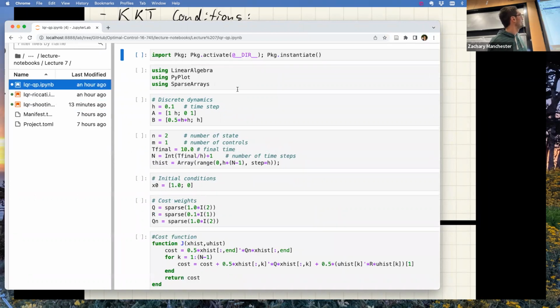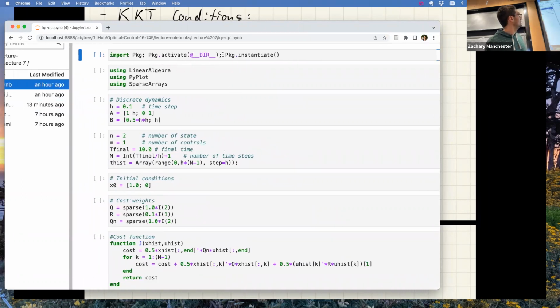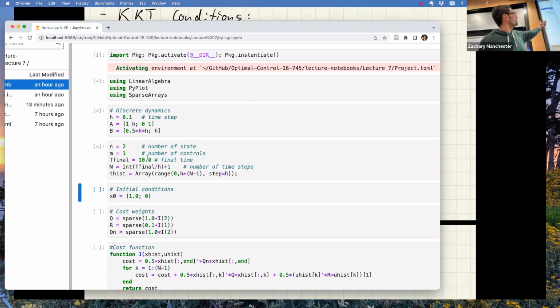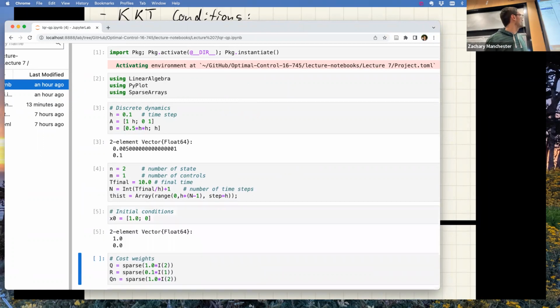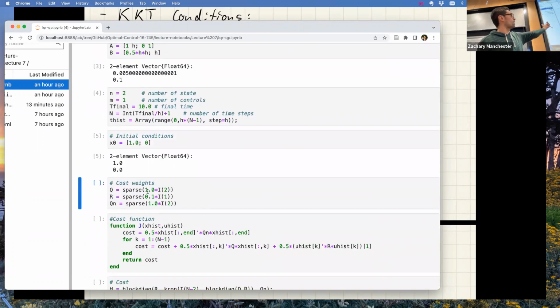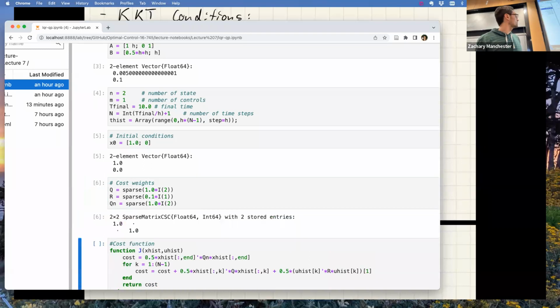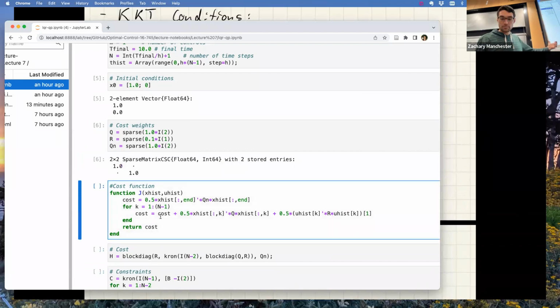Okay, so same kind of stuff. We're going to set up the exact same problem. So there's our discrete time dynamics. This is the time horizon, 10 seconds, which is what I just did before. That took 2,000-something iterations, right? Initial conditions are the same, just starting at 1 meter over. Same cost. Weights, identity, 0.1 on the controls. Cost function is exactly the same.